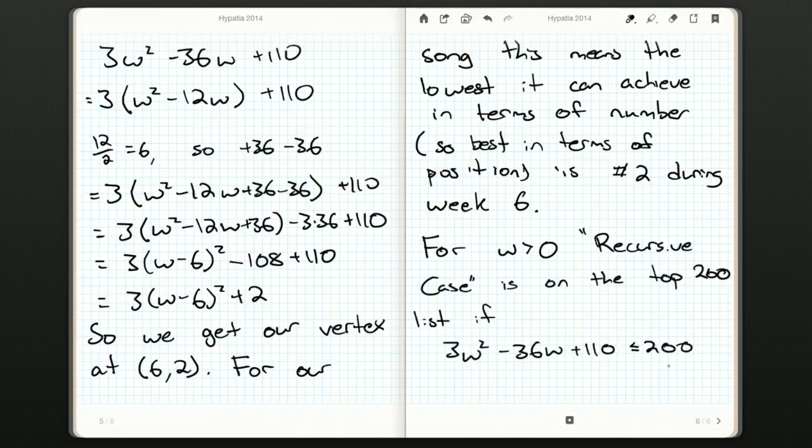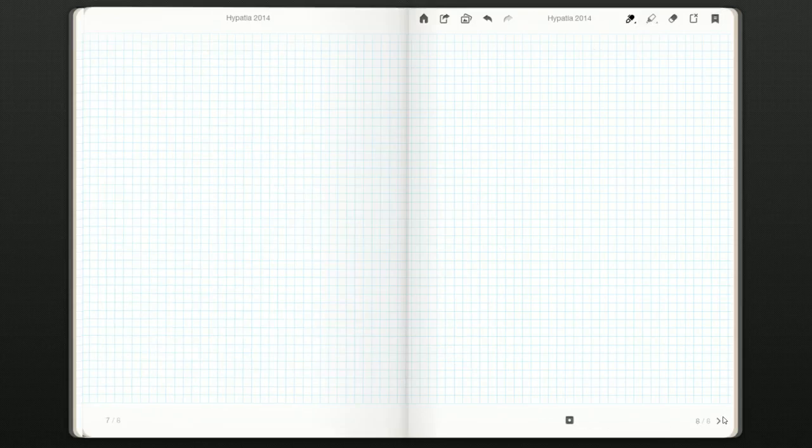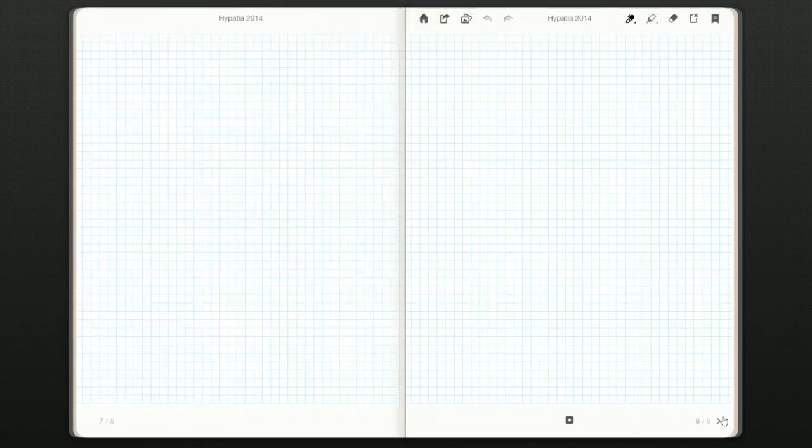So as long as our position is less than or equal to 200, we're in the top 200. As soon as our position is 201 or greater, we're not on the top 200 list. This equation, in terms of our week number, tells us what position we're at. So if we can solve for what values of w give this inequality, we'll know exactly what weeks we're on the charts.